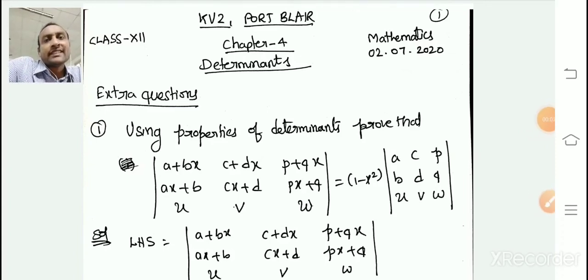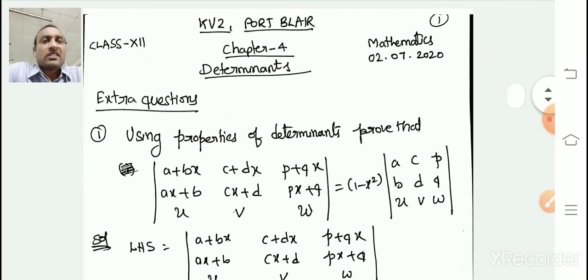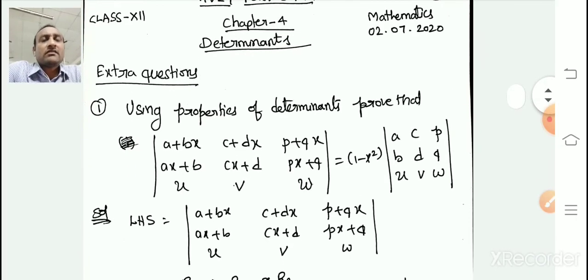Today I am going to discuss some extra questions from the determinants chapter, which is from class 12th NCERT CBSE, and these extra questions we can expect for the examinations. So it is very important to note some extra questions I am discussing here.